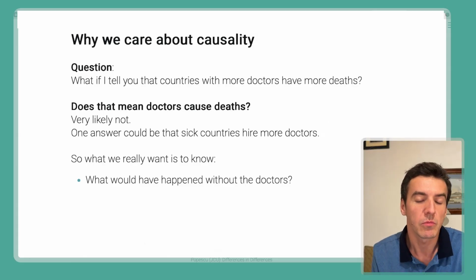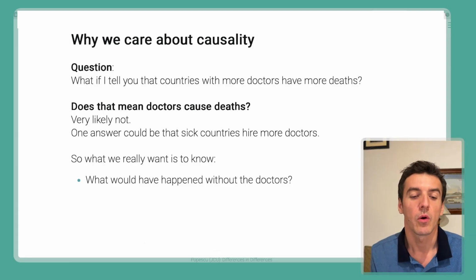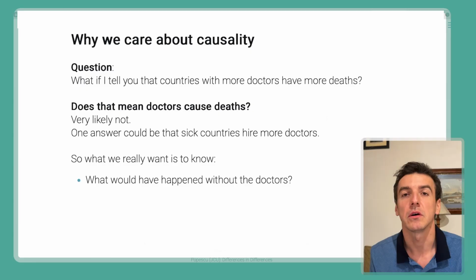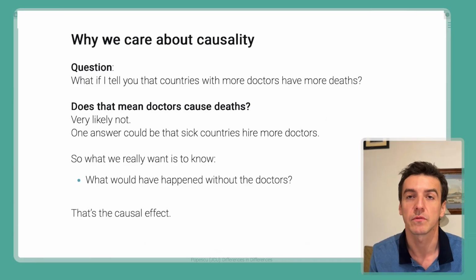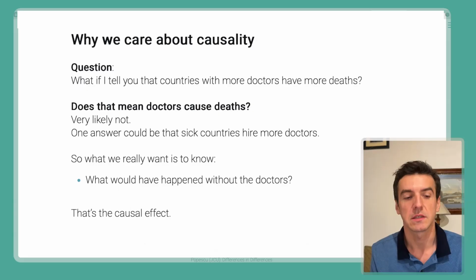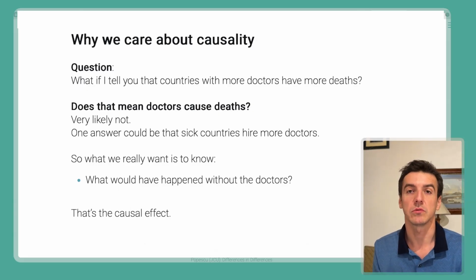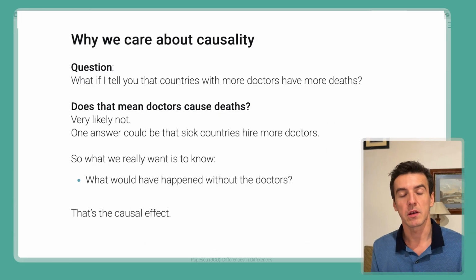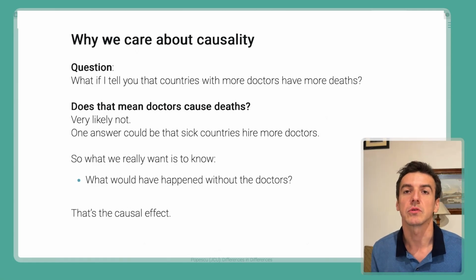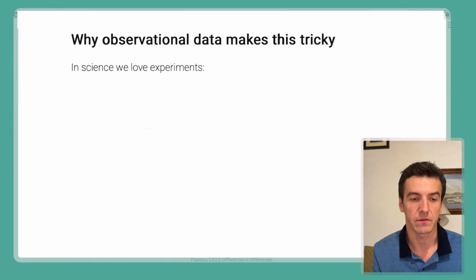So, what we want to know fundamentally is what would have happened to those countries if they didn't have doctors. We want to think of a counterfactual in which the same countries didn't have doctors. So that is how we can think about the causal effect. We can think, on the one hand, about countries that had doctors and then countries that didn't have doctors. And then we can, in fact, measure the impact of the presence of doctors on the likelihood of deaths.